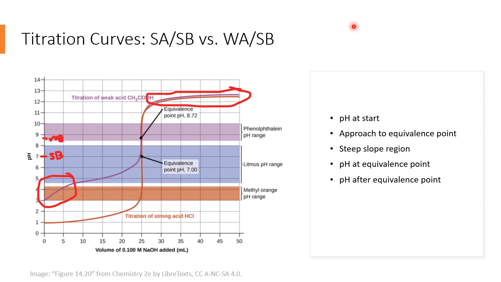And finally, after the equivalence point, both of them become asymptotic with the pH of the base, but the weak acid curve takes a little bit longer to get there.